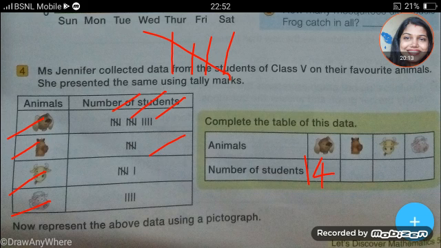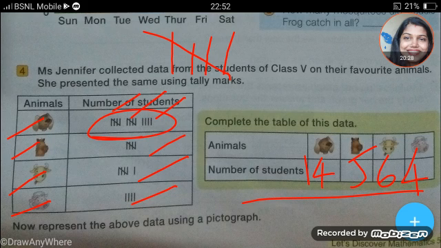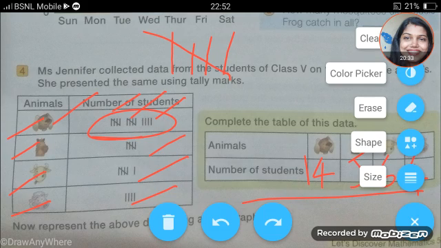Similarly, this is already 5, so I'm going to write 5 as it is. 5 plus 1 will give me 6, and this is 4. So this is how you're going to represent the data in terms of number of students by converting the tally marks into numbers. These tally marks are nothing but the number of students liking that particular animal. Here, if you just see, it is a dog.